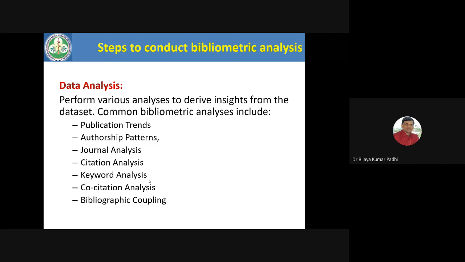Anybody has any question? There is still a hand raised. Yes, sir. Dr. Sanjeev. I want to ask, as you said that PubMed is free, but Scopus and Web of Science are not free for everyone. So how can we use Scopus or Web of Science for downloading articles for bibliometric analysis?